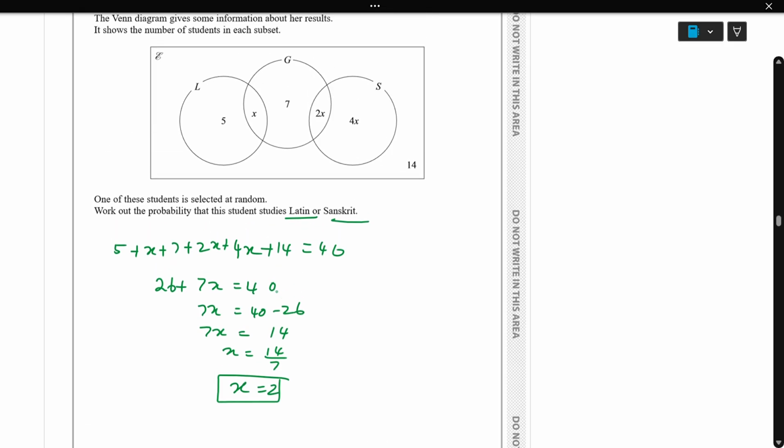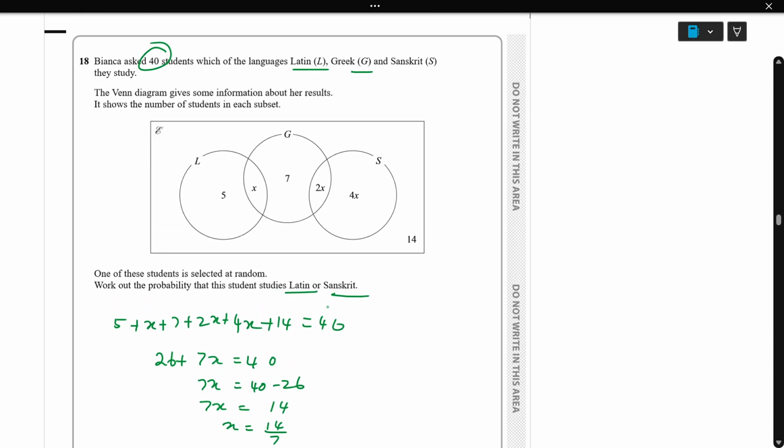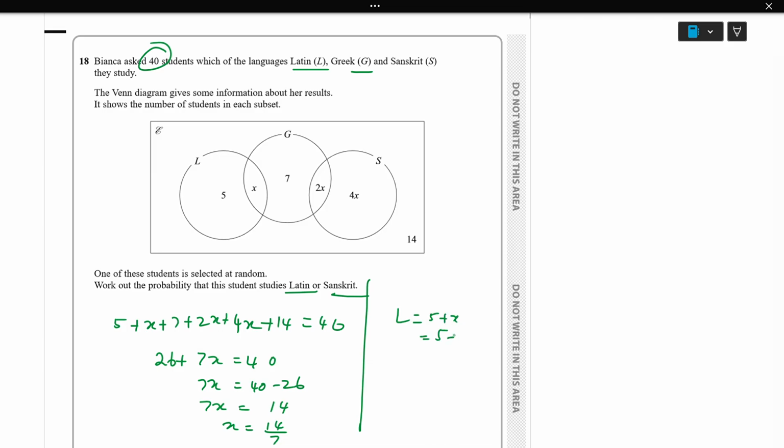So we got 2. But here we work out the probability the student studies Latin or Sanskrit. So Latin total is 5 plus x, which is 5 plus 2, total 7. So Latin equals 7 students. Then next we'll find Sanskrit. Sanskrit equals 2x plus 4x, which is 6x. So 6 times 2 is 12. So Sanskrit total is 12.